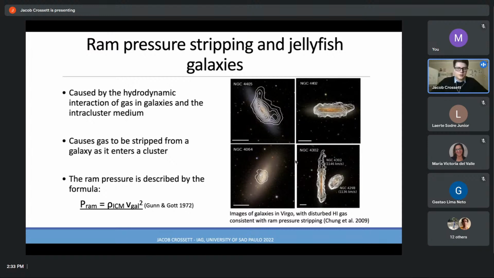Now, the equation we use to understand ram pressure stripping is given here, and it's taken from Gunn and Gott in 1972, where the ram pressure depends on two variables. The first one is the density of the medium, in this case, the density of the intra-cluster medium. The second one is the relative velocity between the galaxy and the intra-cluster medium. So the faster the galaxy is moving in, the more it feels it. And it's the velocity squared, so it very much depends on the velocity of the galaxy. Now, if this ram pressure is higher than the gravitational binding of the galaxy, the gas will then be stripped.